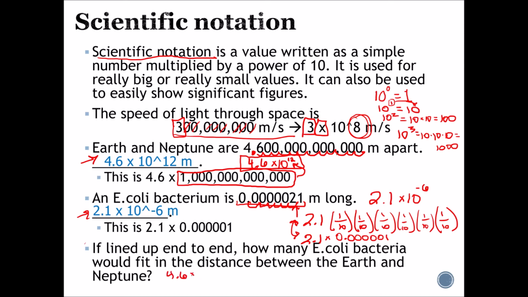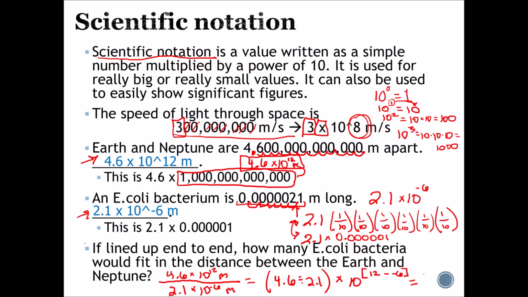4.6 times 10 to the 12th meters divided by 2.1 times 10 to the negative 6th meters. This is the same as saying 4.6 divided by 2.1 times 10 to the, I'm going to put a bracket here, 12 minus negative 6.